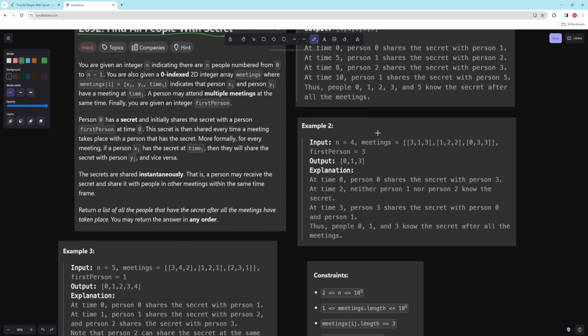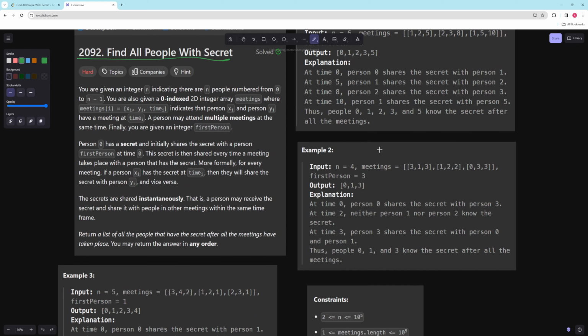So let's look at example 2. For example 2, person 0 knows the secret right away. That's always the case. And then person 3 also knows the secret right away, because person 0 shares it with the first person. Now if we go by meetings in sorted order by start time, this is going to be the first one that happens. So 1 and 2 have a meeting at time 2, but 1 and 2 both don't know anything at time 2, so this doesn't matter.